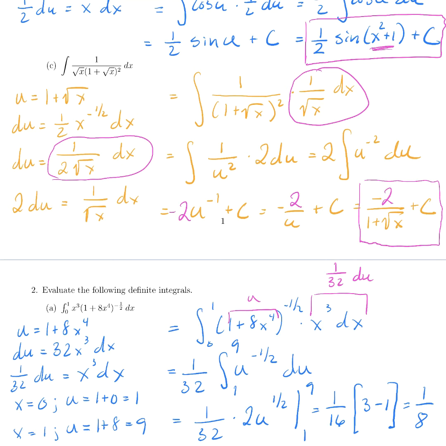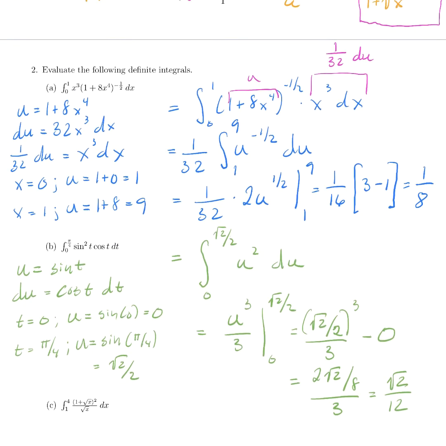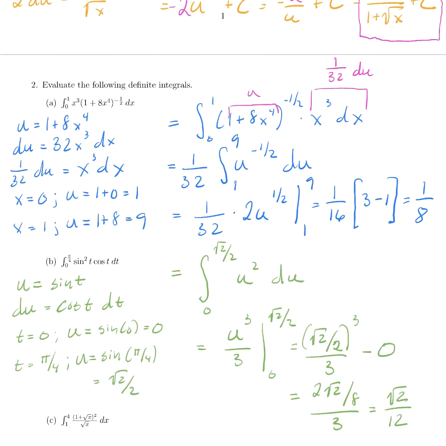All right, there's a couple of definite integrals here to think about. I did the first 2. I thought we could walk through the last one together. So let's evaluate the integral from 0 to 1 of x cubed times (1 plus 8x to the 4th) to the negative 1/2. Again, going into another function, into the negative 1/2 power, is 1 plus 8x to the 4th.